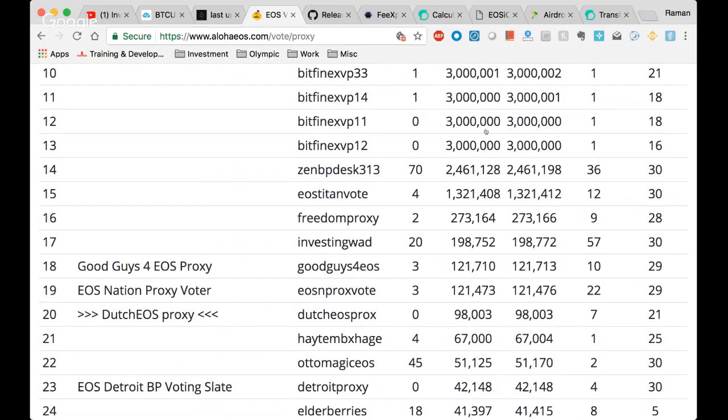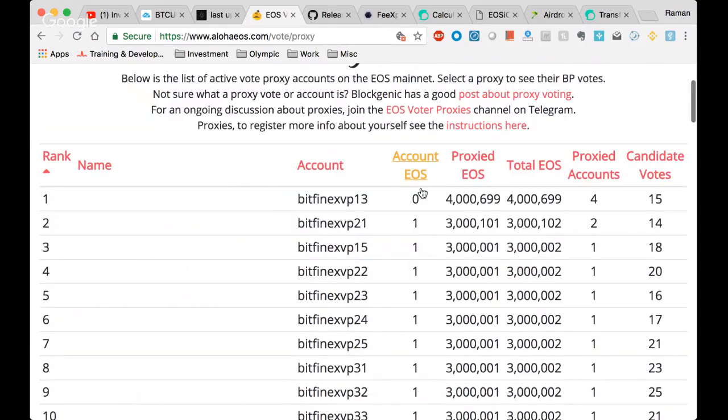What does the 20 mean? Okay, so the 20 is the tokens which are staked in our account. So if you go on the top, you can see the account EOS, that is which account is voting and how many EOS are in that account. Then you're talking about total proxy EOS and the proxy EOS, and these two added become the total EOS we are voting with. And the most important thing you need to look at is proxied accounts.